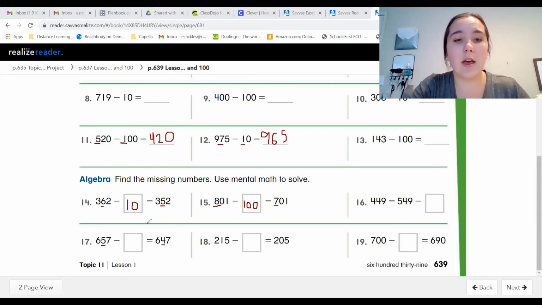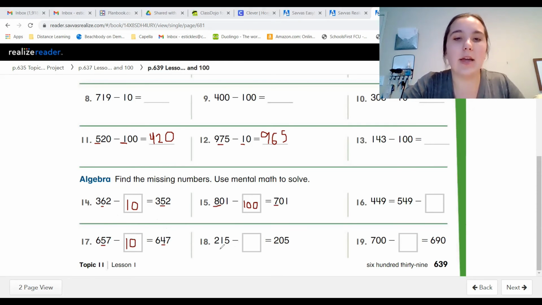If I have 5 and then I take something away and I only have 4 left, how many tens did I take away? Well, 5 minus 1 would equal 4. So it looks like I took away 1 ten. So 657 minus 10 equals 647. I want you to do number 18, pause, solve it, and come back to me when you're ready.